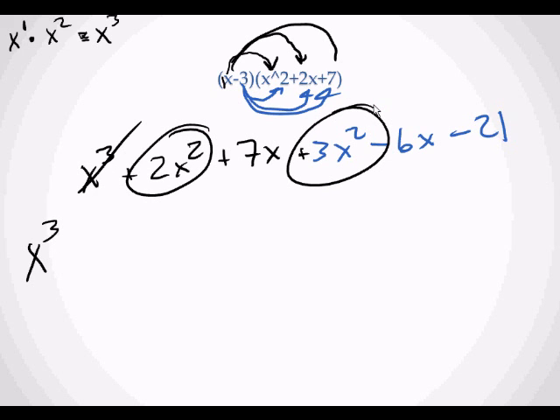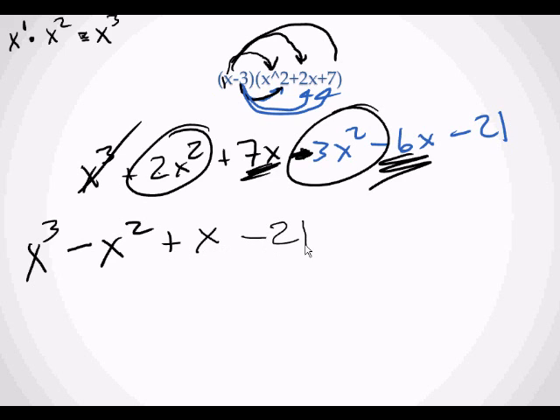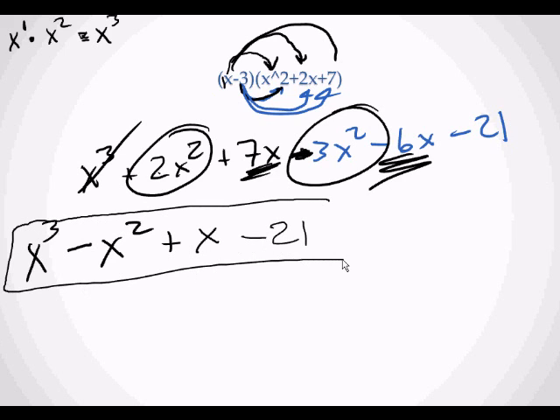The only thing we need to do now is combine like terms. There are no other x cubeds. We're good. X squareds, I have 2x squared plus 3x. Oh, that's a minus, right? Negative 3 times x squared is a negative 3x squared. So this is 2x squared minus 3x squared. And 2 minus 3 is a negative 1x squared.